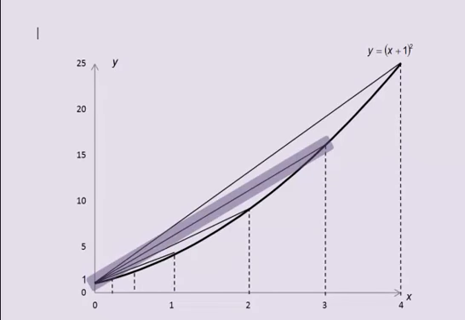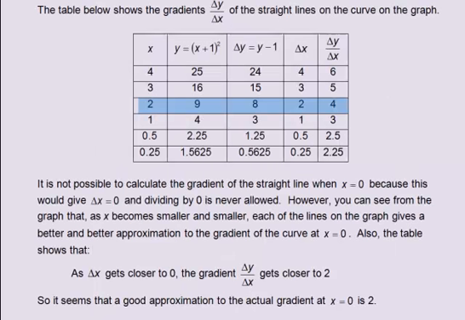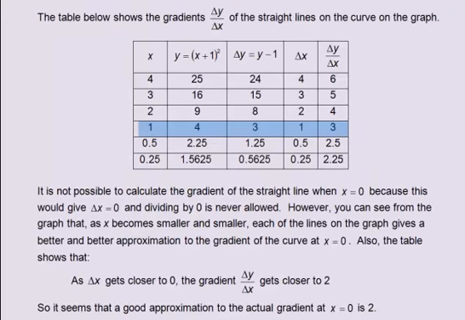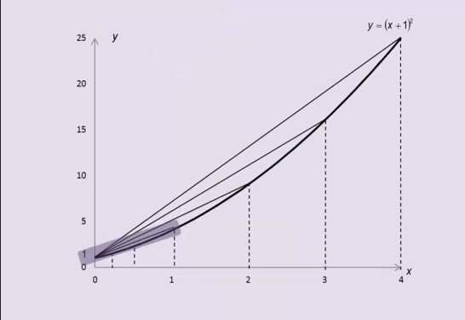That is this line. When x is equal to 2, y is equal to 9, delta y is equal to 8, delta x is equal to 2, so delta y divided by delta x equals 4. That is this line. When x is equal to 1, y is equal to 4, delta y is equal to 3, delta x is equal to 1, so delta y over delta x is equal to 3. That is this line.